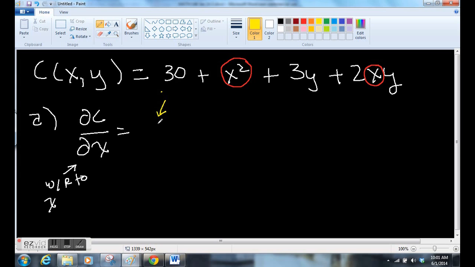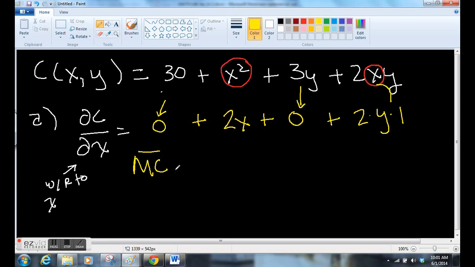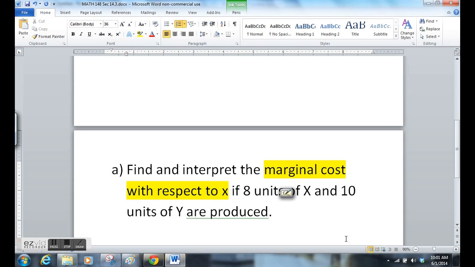The derivative of 30 is 0, plus the derivative of x squared, 2x, plus 3y is a constant, so that is 0, plus 2, now y is a constant, and the derivative of x is 1. So the marginal cost in terms of x is 2x plus 2y. But I'm not quite done yet because the question said if 8 units of x and 10 units of y are produced. So now you look at this second part.